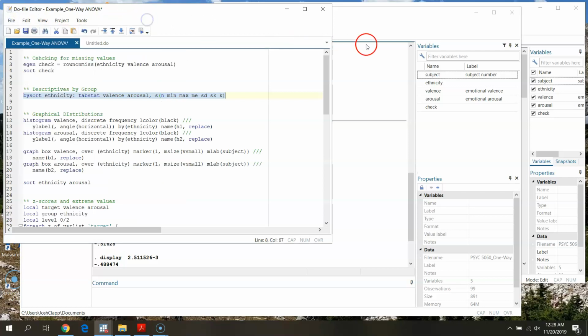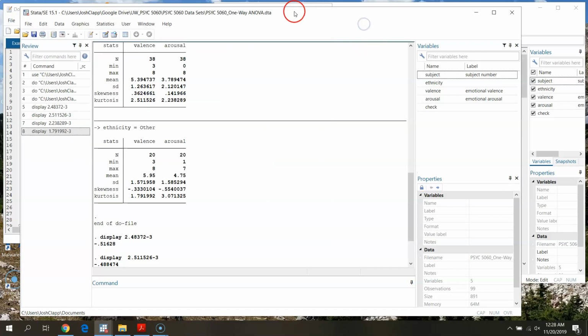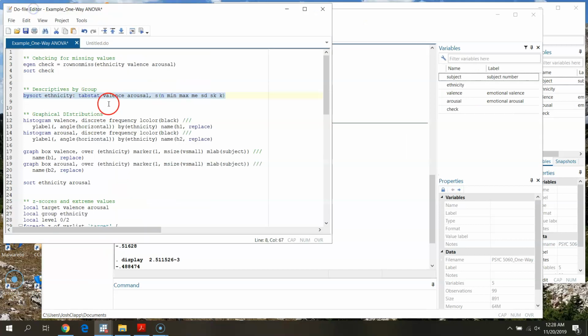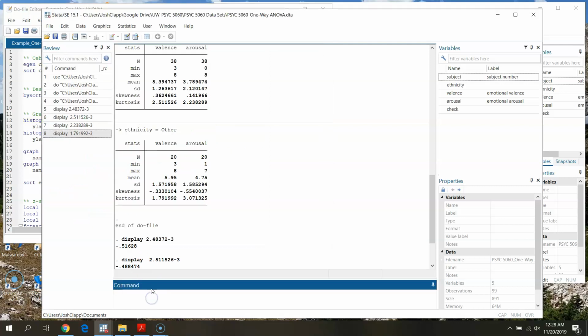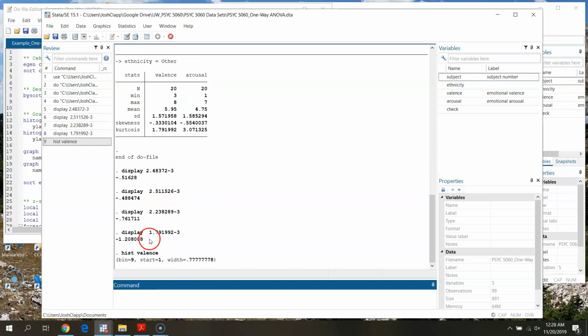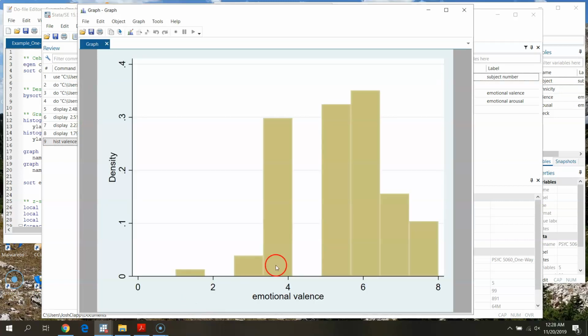Okay, so I'll move this back over here. All right, so looks like our descriptives aren't looking too bad, but we want to go through and get some graphical representations here. So what I'm going to request first is a histogram. I'm going to request a histogram for valence. We could go through if you wanted to. I could just go hist valence, and it's going to pop up.